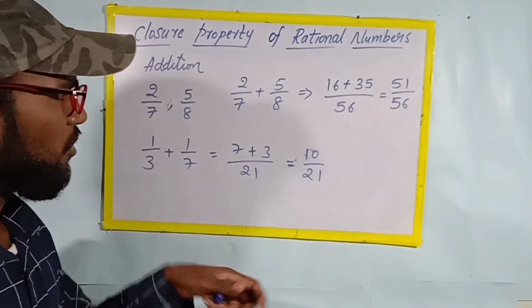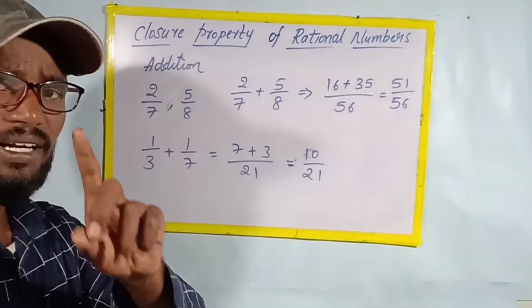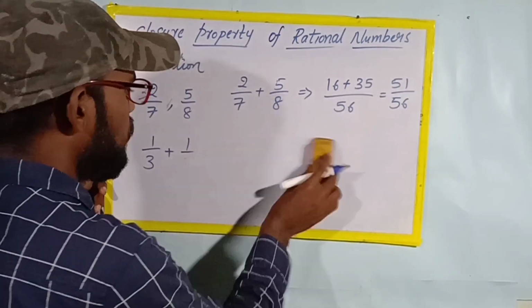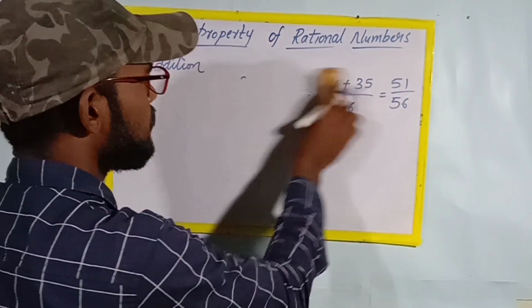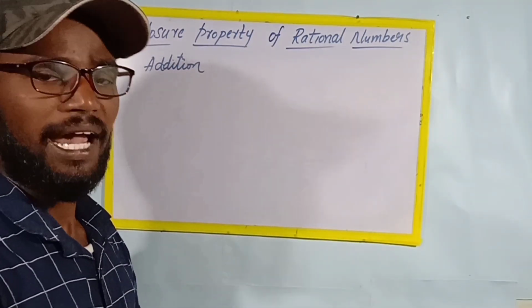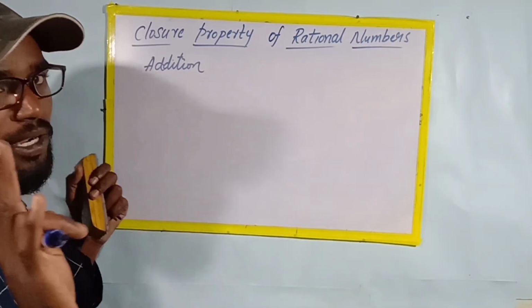Like this, you take any rational numbers and add them. So you get whether it is a rational number or not. Verify it, so it is possible. So we can conclude that the sum of two rational numbers gives one more rational number. Again we are getting a rational number. Everyone clear?